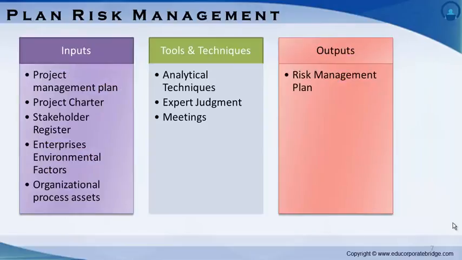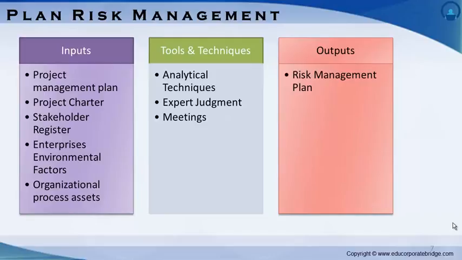Coming to the inputs, outputs, tools and techniques of this process. The inputs are project management plan, project charter, stakeholder register, enterprise environmental factors, and organizational process assets. Some of the elements of the project management plan may be used during planning of risk management. Project charter contains a high-level definition of the risk that would be involved in the project, which will be used as a reference for planning risk management.